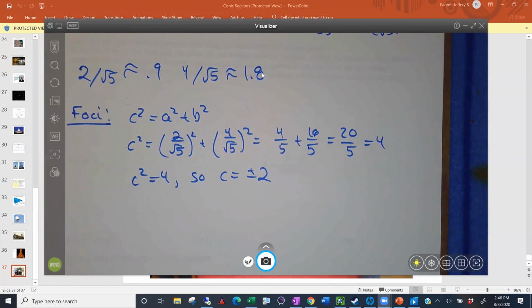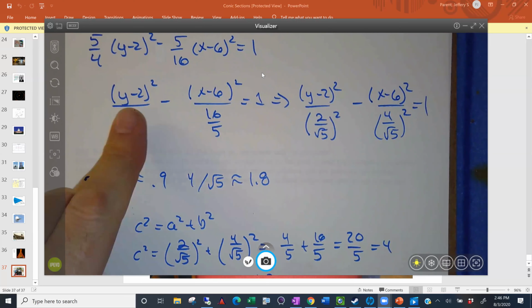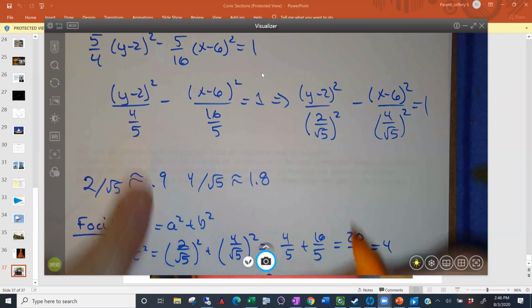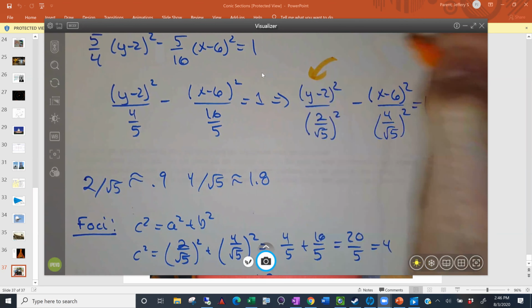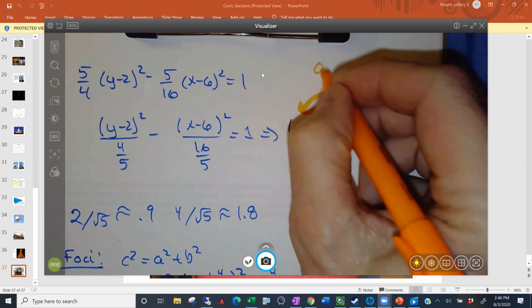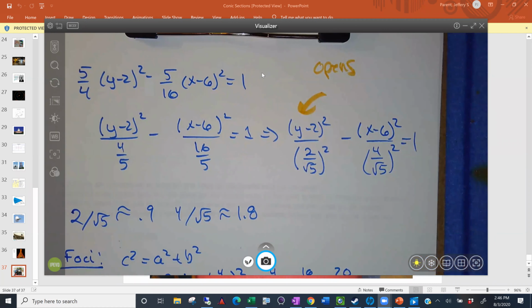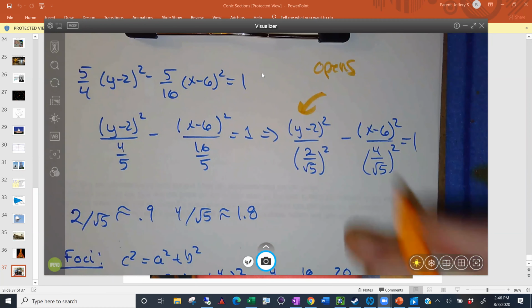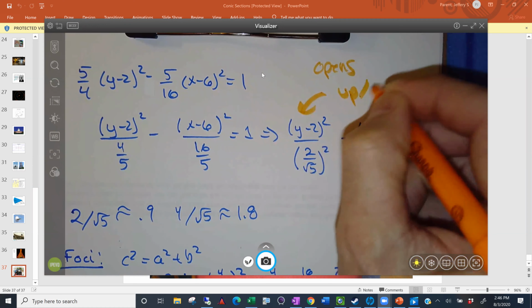Now there is something different about this one, and I chose this problem in particular for that. You can see it here. Which way does this open? Up and down or left and right? Up and down. Thank you. Opens up and down.